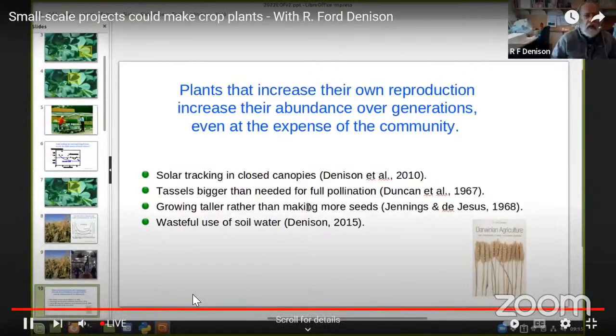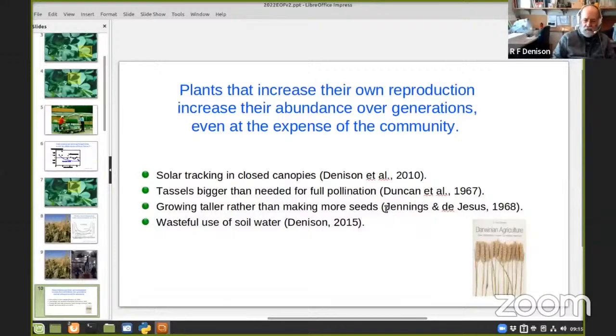And then an example that people may be more familiar with, old varieties of wheat and rice put a lot of energy into growing tall and shading out their neighbors at the expense of making more seeds. And so when Norman Borlaug, working with wheat, selected for shorter plants. Actually, Borlaug used materials originally from Japan.